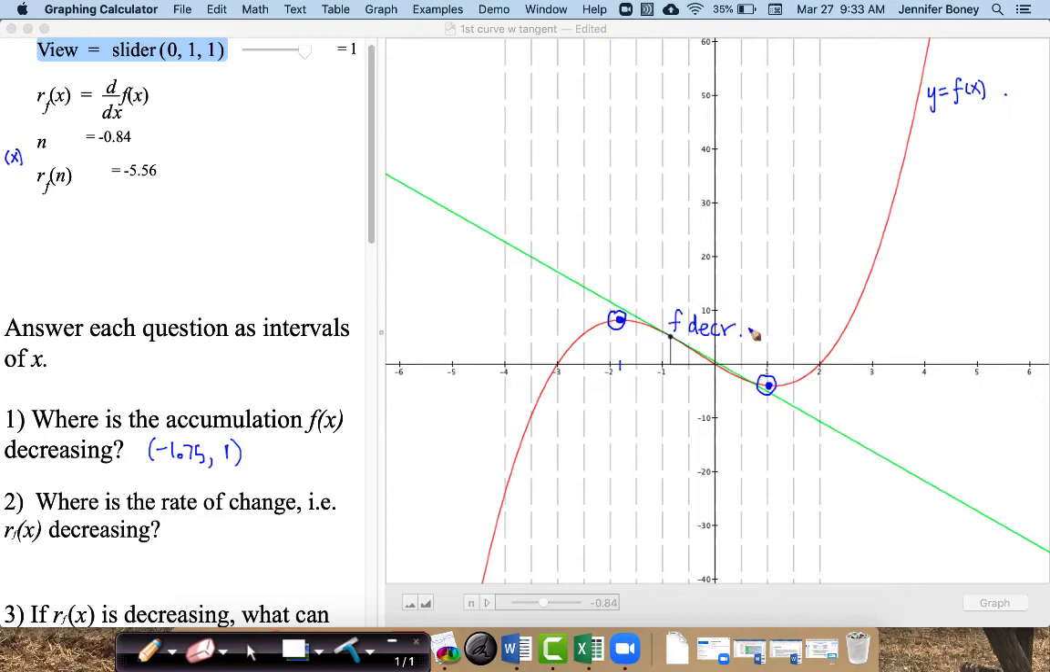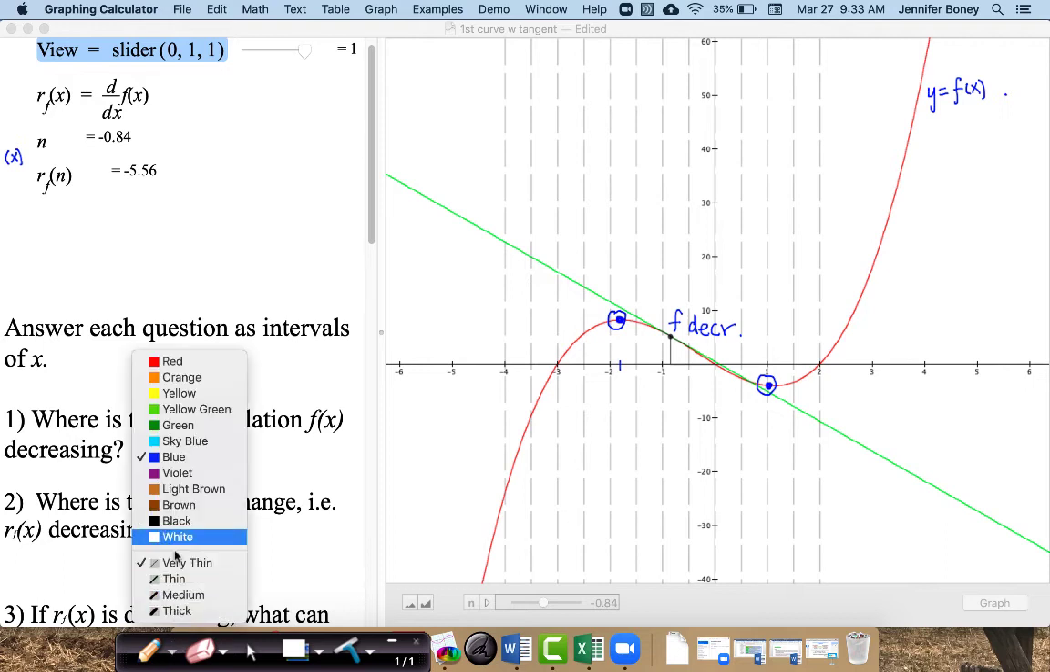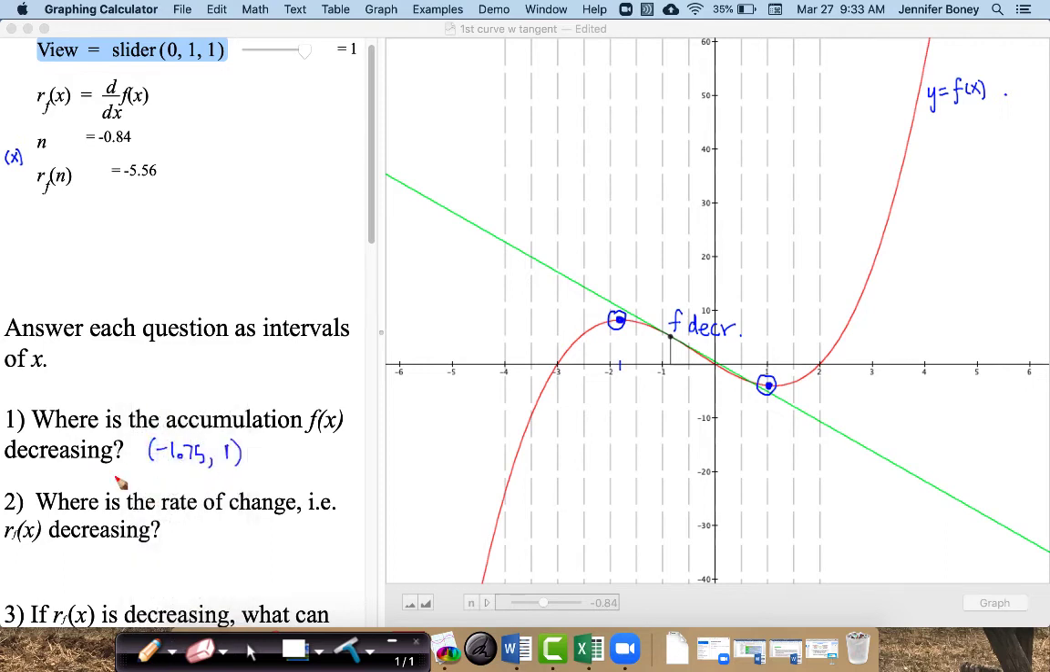If I wanted to say where is it increasing, well, it'd be out here. So out past x equals 1, 1 through infinity, and down below negative 1.75. So negative infinity through 1.75. So let me just note that, as long as we're talking about it. Let me change colors though. So increasing on negative infinity through 1.75, and also from 1 through infinity.